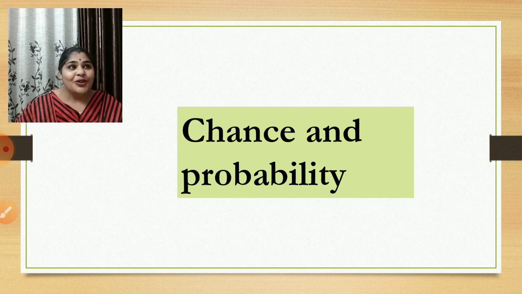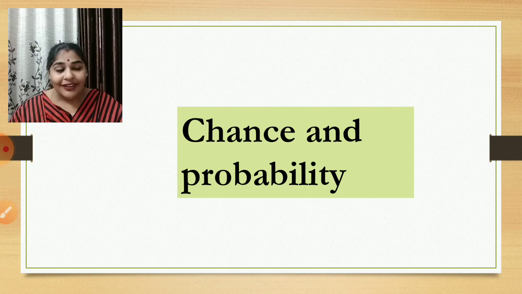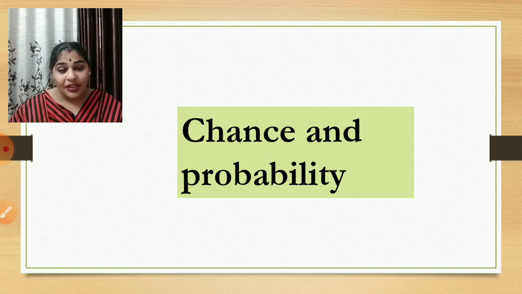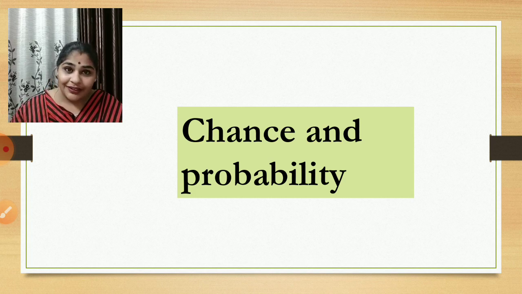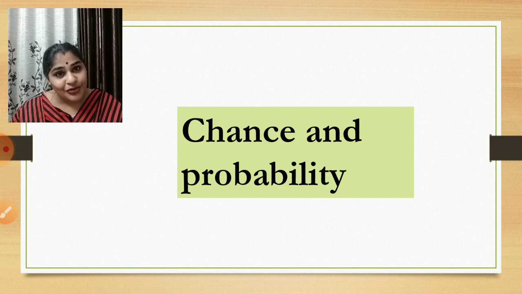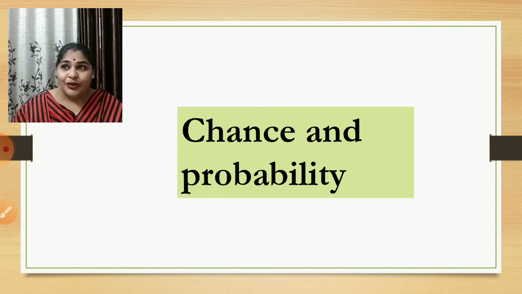So if you toss a coin, what are the possible outcomes? When we toss a coin, either we will get a head or we will get a tail. So there are only two possible outcomes, right? If you want to start your scooter, what is the possibility? Either it will start or it will not start.